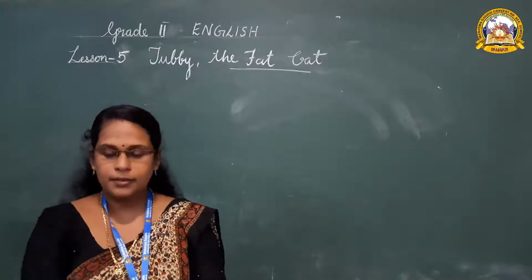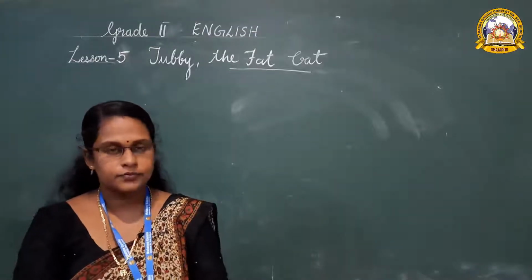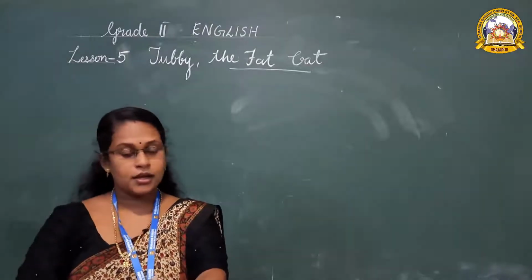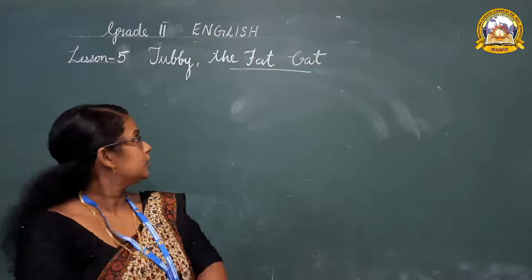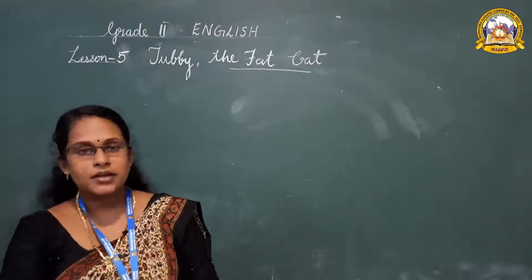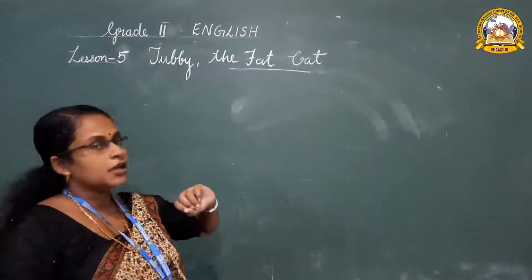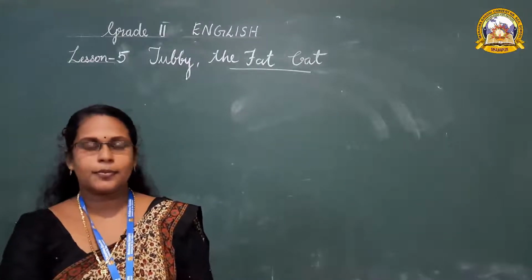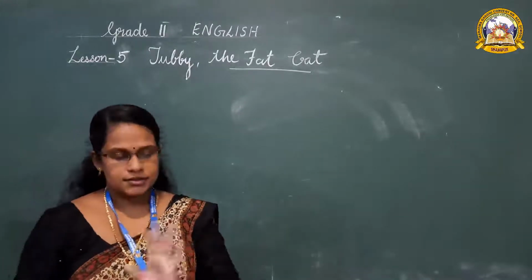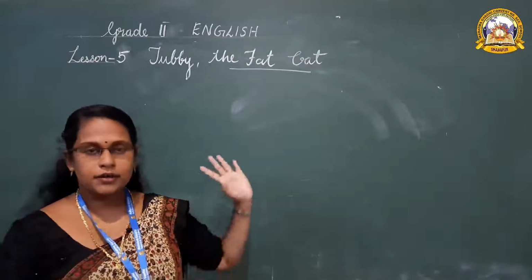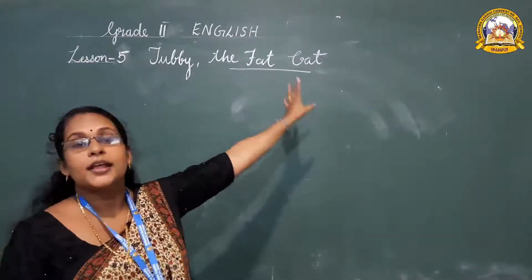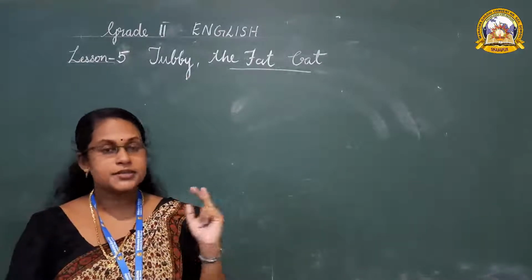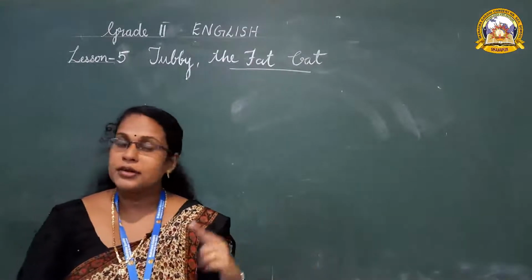Now take the page number 44. So today we are going to learn about a fat cat. What is the name of the fat cat? Tubby. What is the name of the fat cat? Tubby. Okay. Here there are characters. First character is Tubby, fat cat. And Papa, Mama and the boy named Andy.